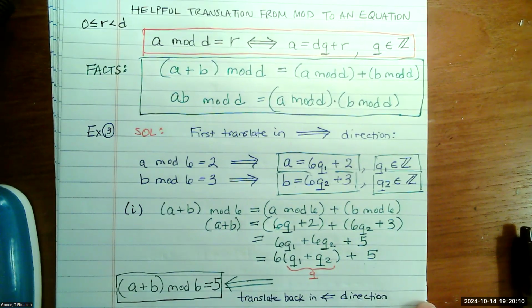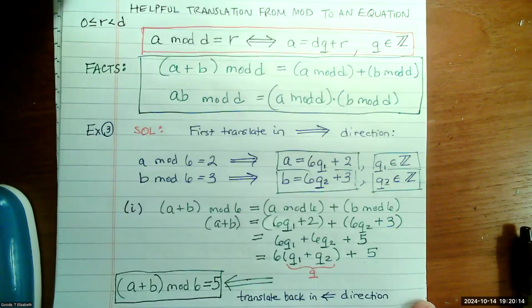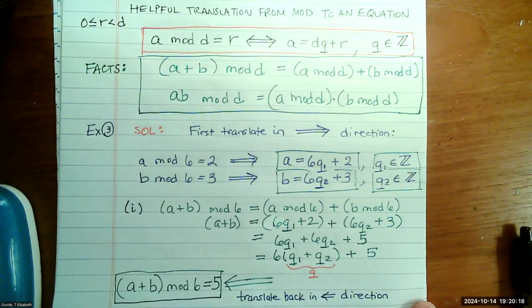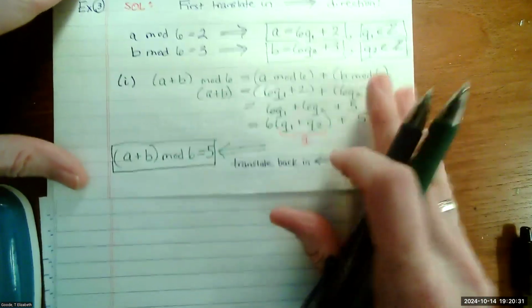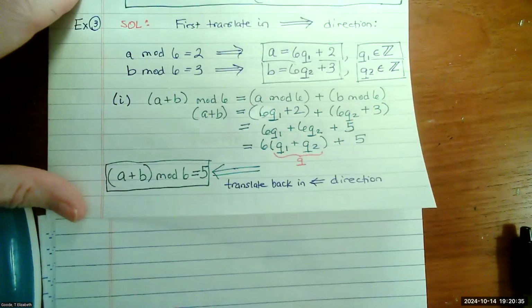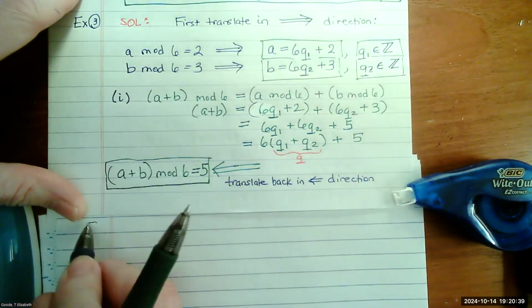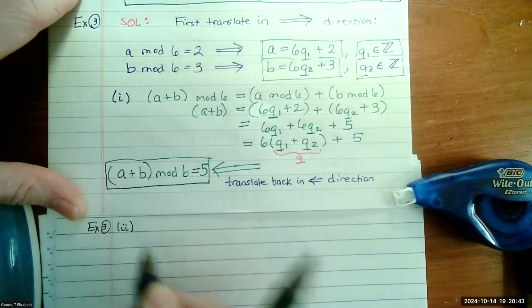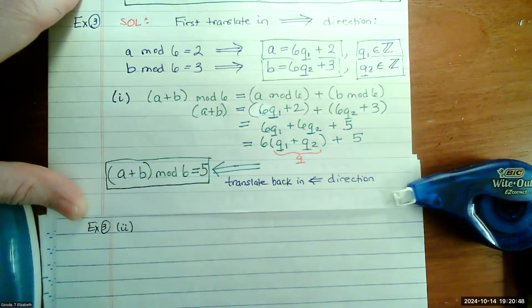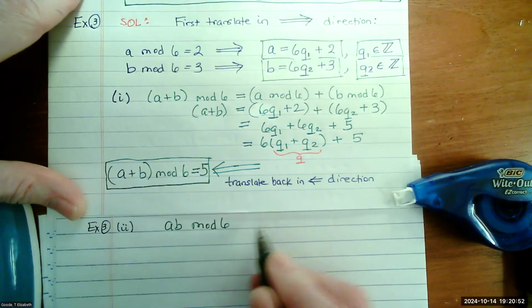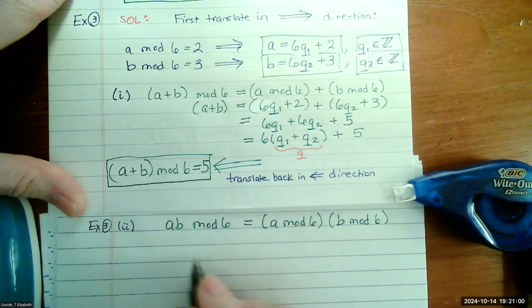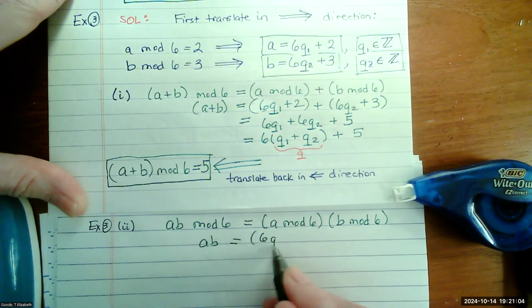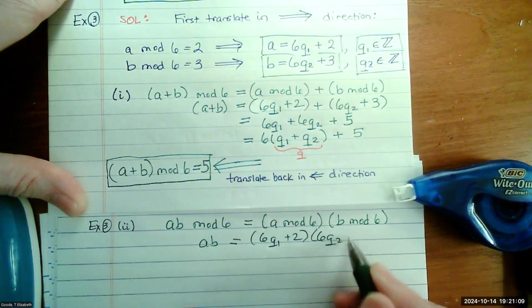All right, let's see if we can solve AB mod 6, okay? This was part 1, A plus B mod 6. Now let's work on finding AB mod 6. Let's keep our equations where we can see them, this information about A and B. Okay. So AB mod 6 is going to equal A mod 6 times B mod 6. So what is AB? Well, A is 6Q1 plus 2, and B is 6Q2 plus 3.